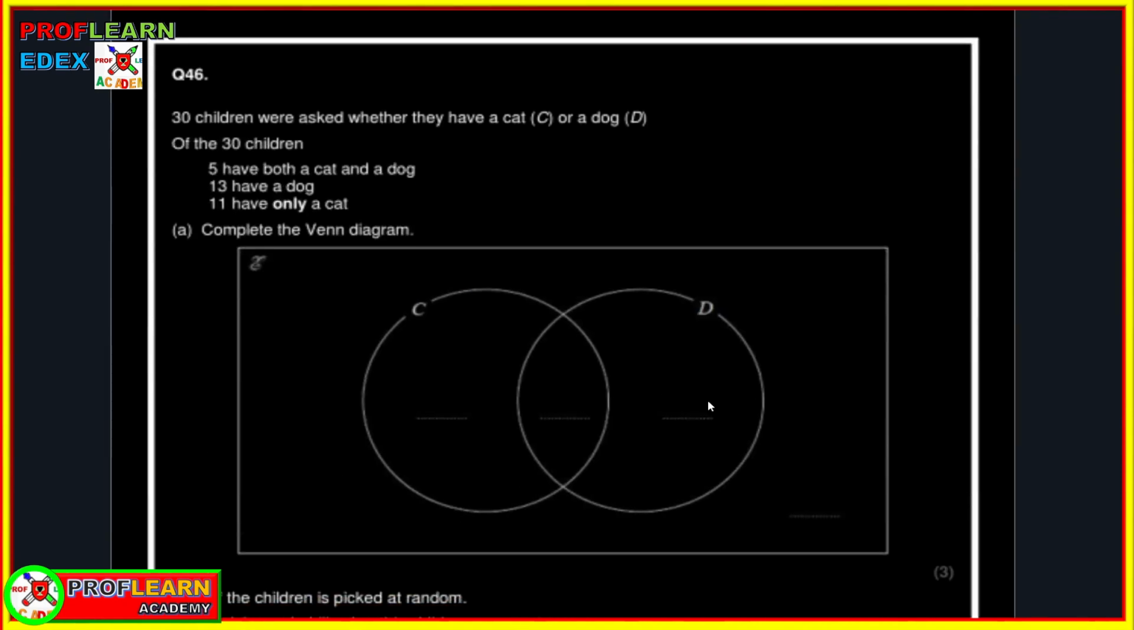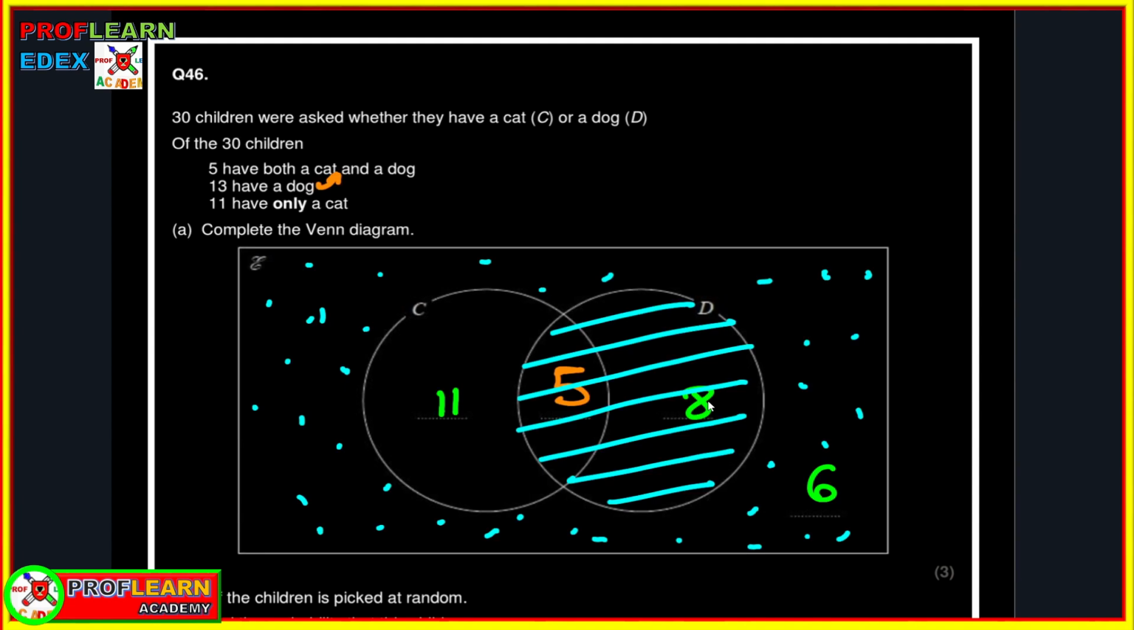Another area that we need to look at is question number 45. This is a concept dealing with Venn diagrams. We are told that 30 children were asked whether they have cats or a dog. Of the 30, 5 have both a cat and a dog, so they are going to be in this region here, the region of intersection, right?